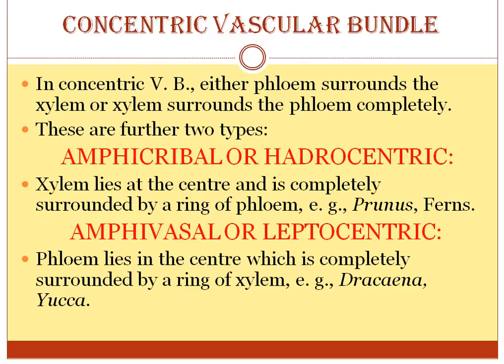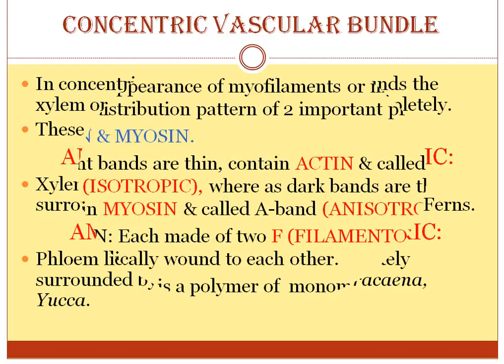Phloem lies in the center, which is completely surrounded by a ring of xylem. Examples of leptocentric vascular bundles are Dracaena and Yucca.